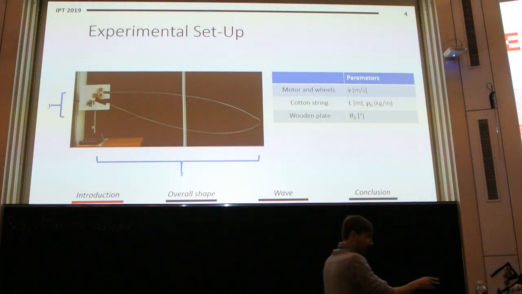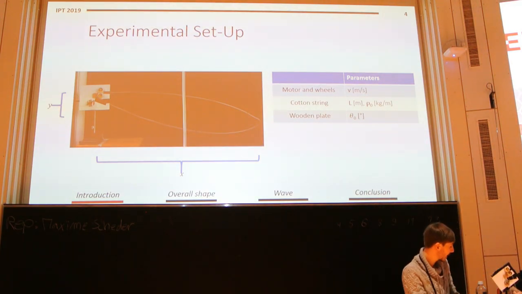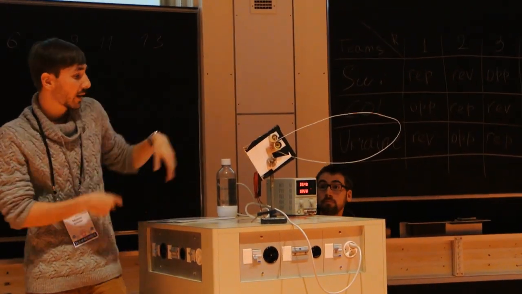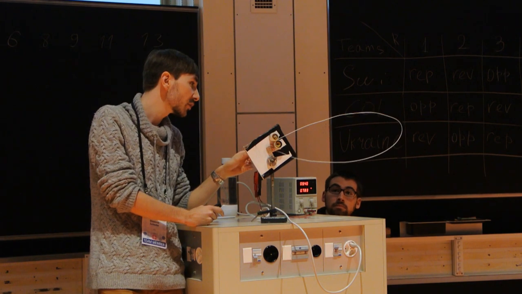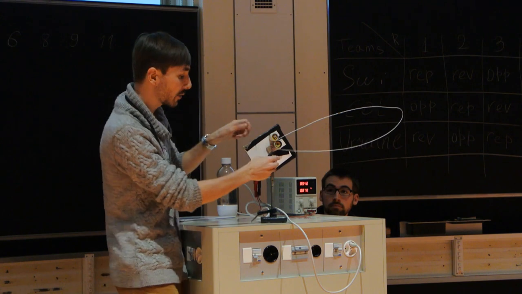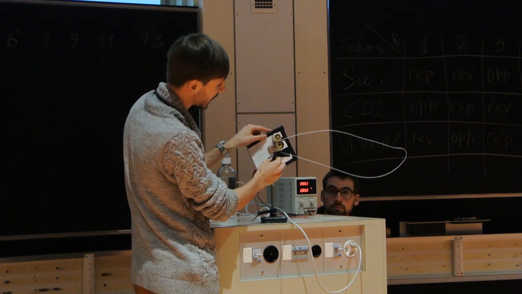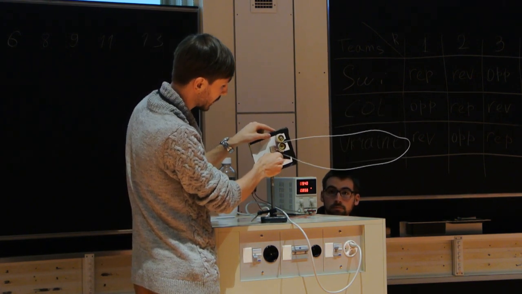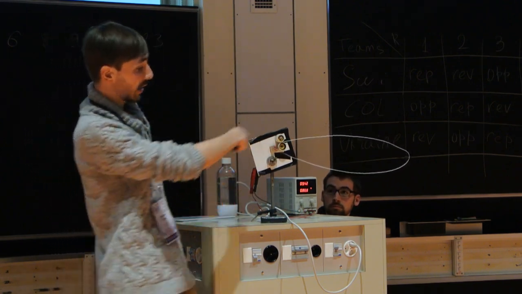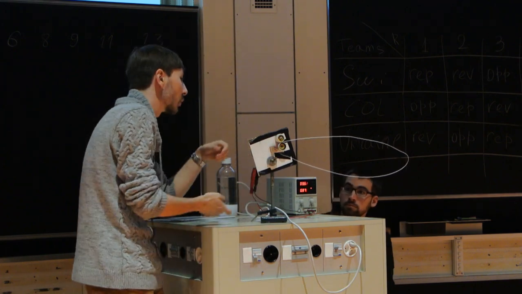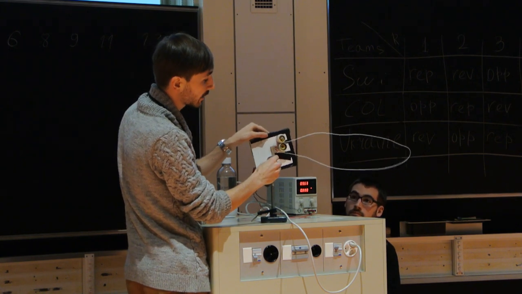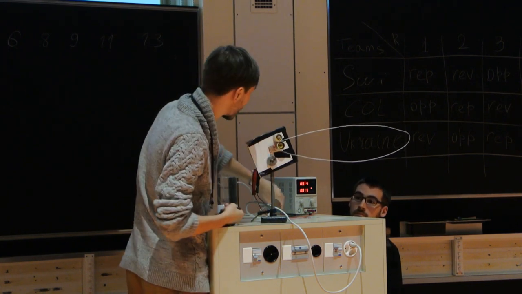So here it is. We have this wooden plate and this rotating wheel that pushes the string. Thanks to a potentiometer, we can vary the speed of the string. And we can vary the initial angle of the setup, like so. And we are using cotton strings of a length L and a given density. So we're going to study the shape of this loop and we'll see how waves propagate inside this system.